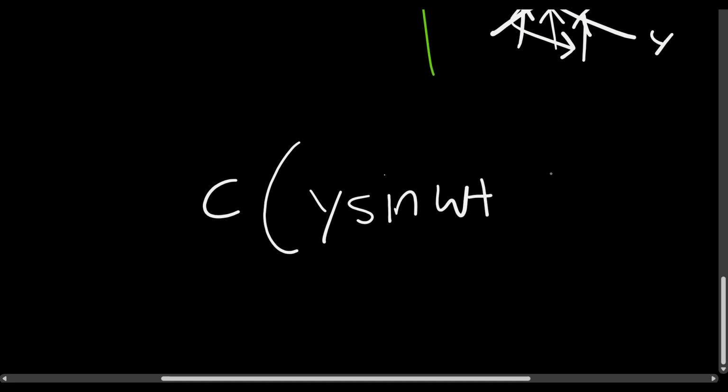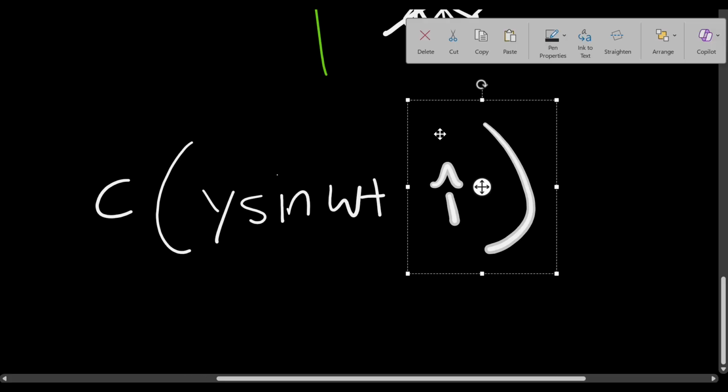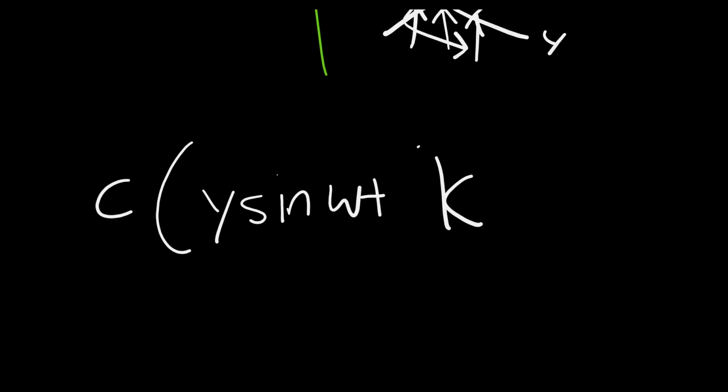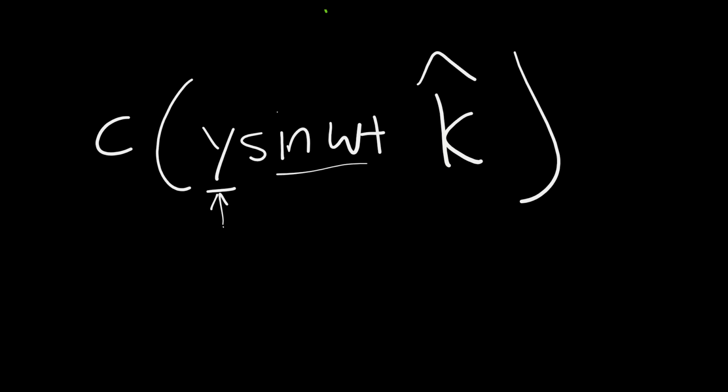We have C times y sine omega t in the k-hat direction. So that's our magnitude in the k-hat direction, right? So y, which says, as you move out in y, the field gets stronger. Sine omega t, which tells us how it varies with time, and some constant times all of that. So that's the idea. Now, what do you do from here?